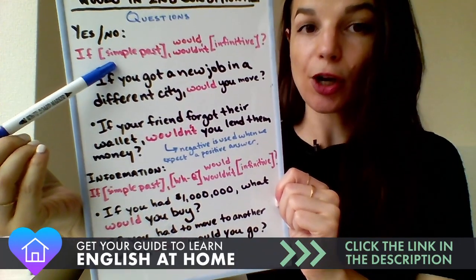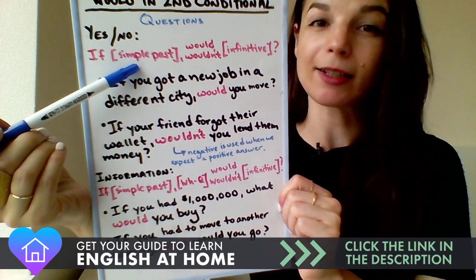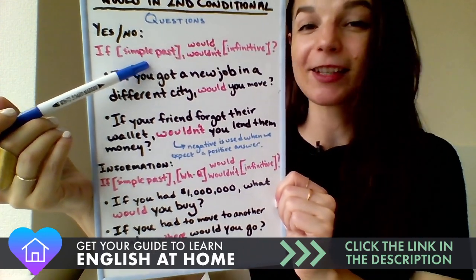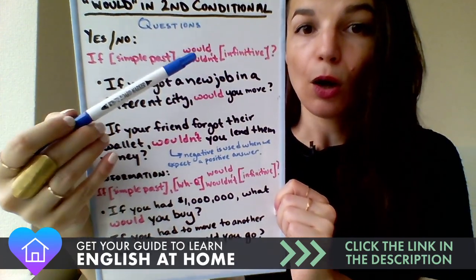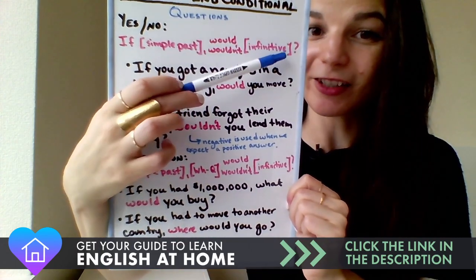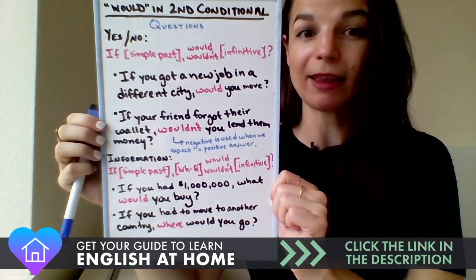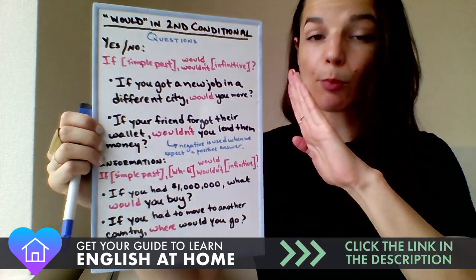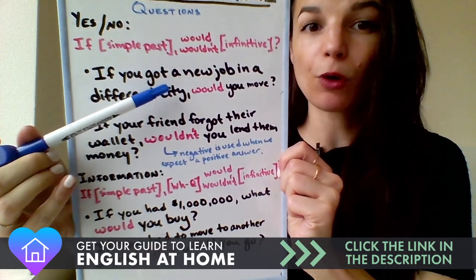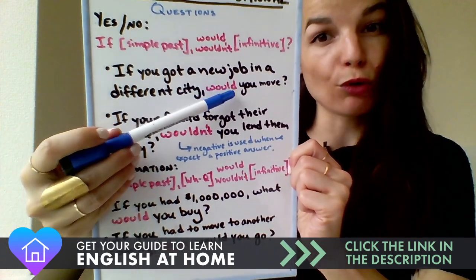First, our yes or no pattern to make a simple yes or no question. Again, we have this same pattern we practiced in all the parts of today's lesson. If, simple past, okay? So this is the same. Then would or wouldn't, and the infinitive to make a question. So that means we can make these kinds of questions just with our voice using upward intonation. For example, if you got a new job in a different city, would you move?